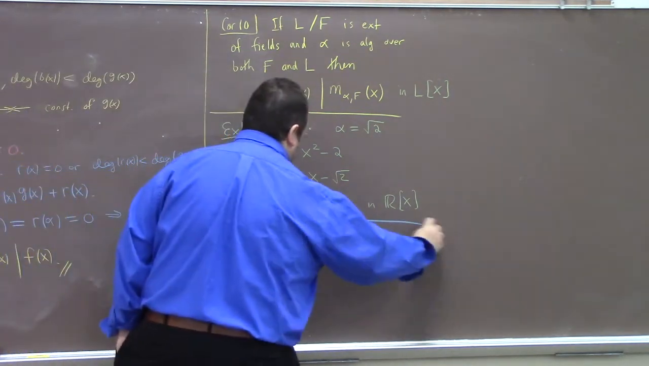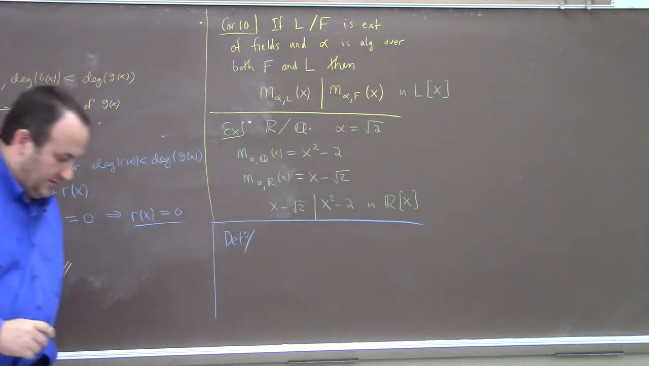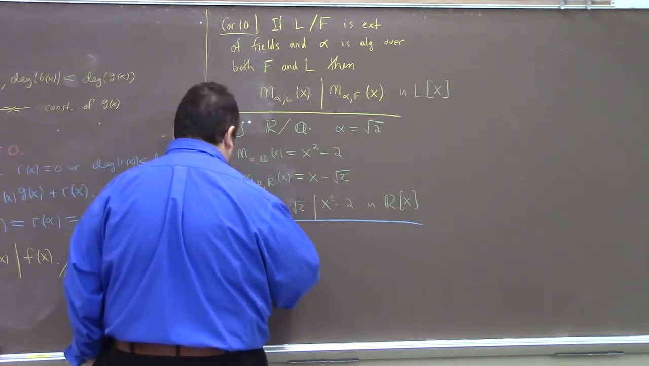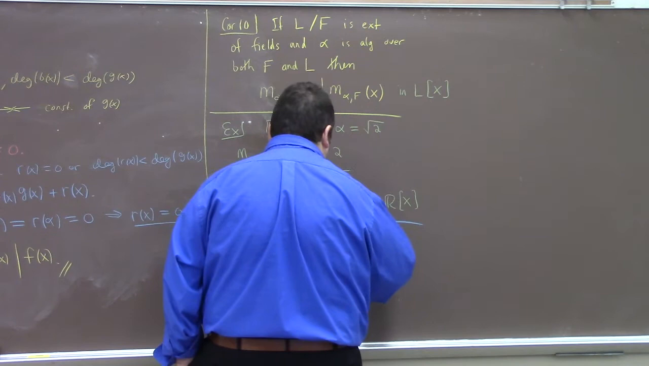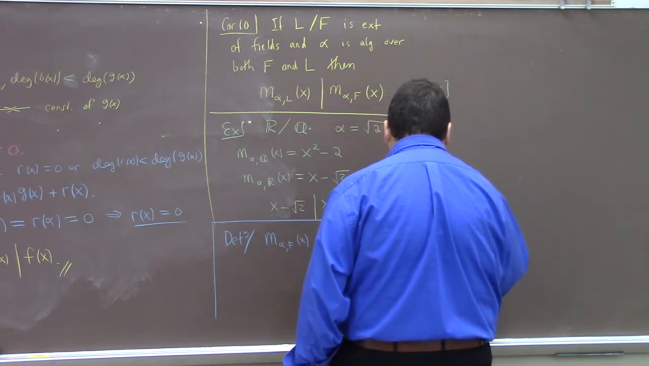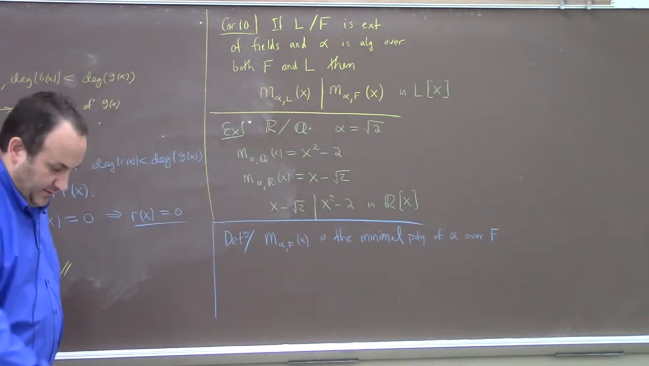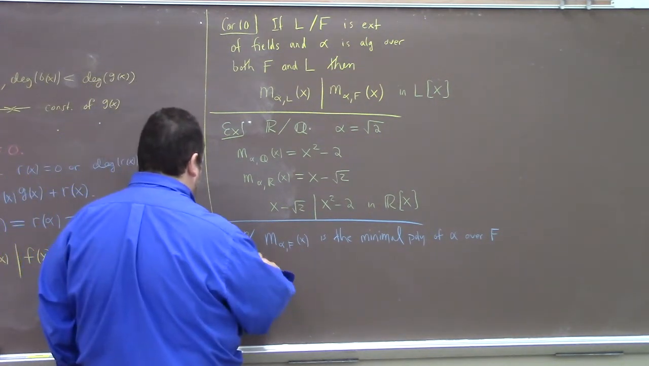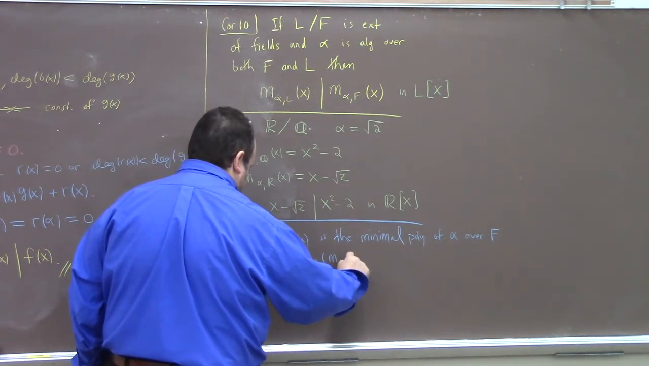Right, exactly. So, definition: the polynomial m alpha comma F of x is the minimal polynomial of alpha over F. And the degree of alpha is understood to be the degree of m alpha comma F of x, okay?